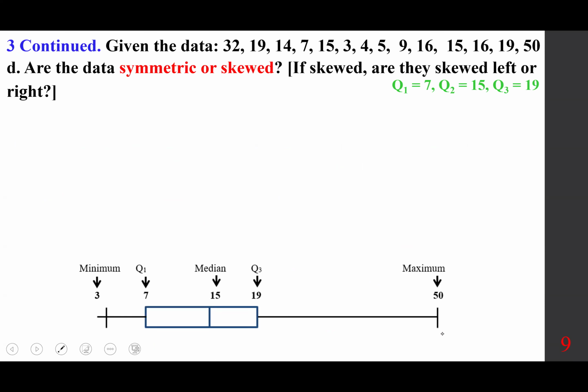We're going to continue with the same question. Are the data symmetric or skewed? If skewed, are they skewed left or right? We have Q1, Q2, Q3. We have the data. We have the mean. We have the max. We have the box and whisker plot. So let's see what happens. Note 1. Make sure the drawing is to scale. If it's not to scale, it may not give us the proper answer.